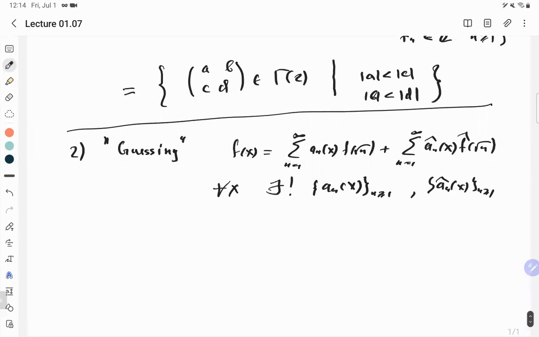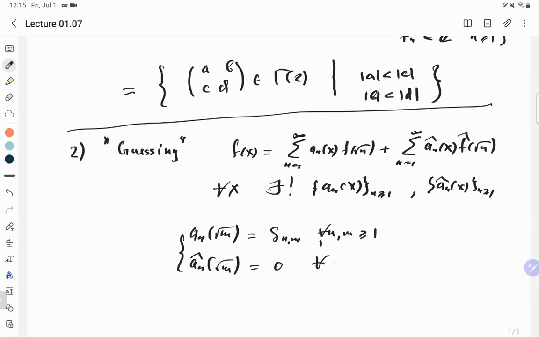In particular, if you plug in the function f to be one of these functions a_n or a_n hat appearing there, and if you also believe that these are Schwartz functions, this shows that they have a delta-function-like interpolation property on the set of square roots. So a_n(sqrt(m)) is just delta_nm for any n, m greater than or equal to 1, and a_n hat(sqrt(m)) is equal to 0 for all n, m greater than or equal to 1. That's just what you get if you assume that this thing is unique.